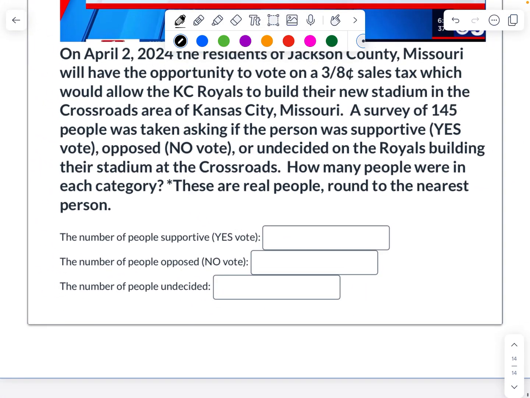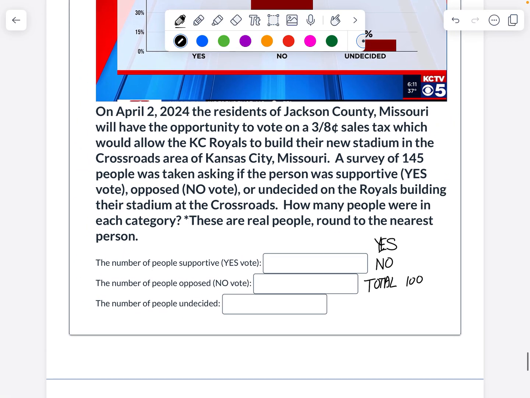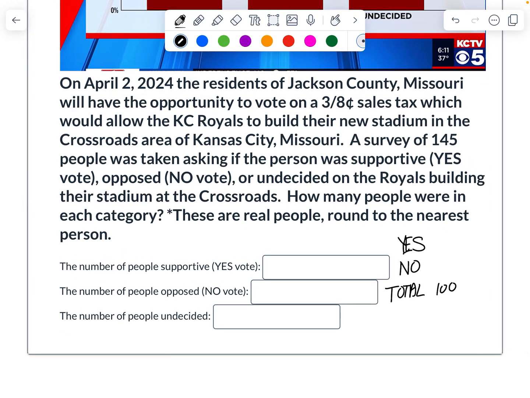So basically it comes down to this. We have yes votes. We have no votes. And we have total votes. And we don't even have to read it. We can just pull numbers out. So it says, on April 2nd, 2024, the residents of Jackson County, Missouri will have the opportunity to vote on a 3/8 sales tax, which would allow the Kansas City Royals to build their new stadium in the Crossroads area of Kansas City, Missouri.